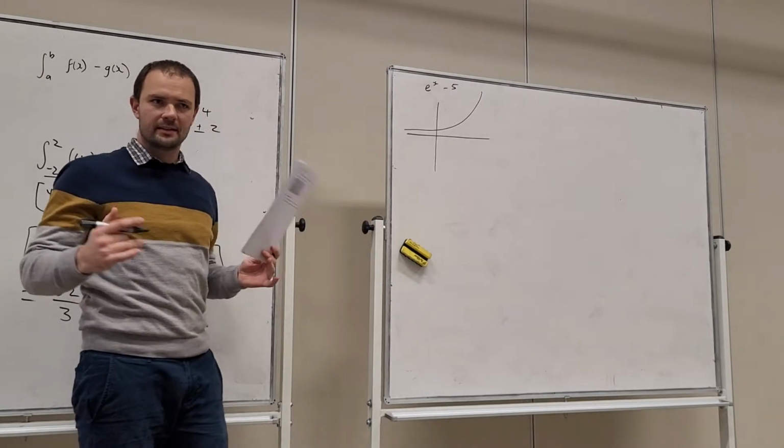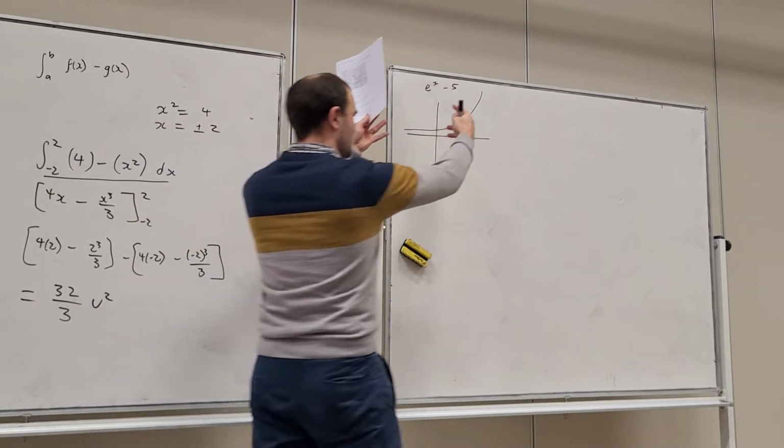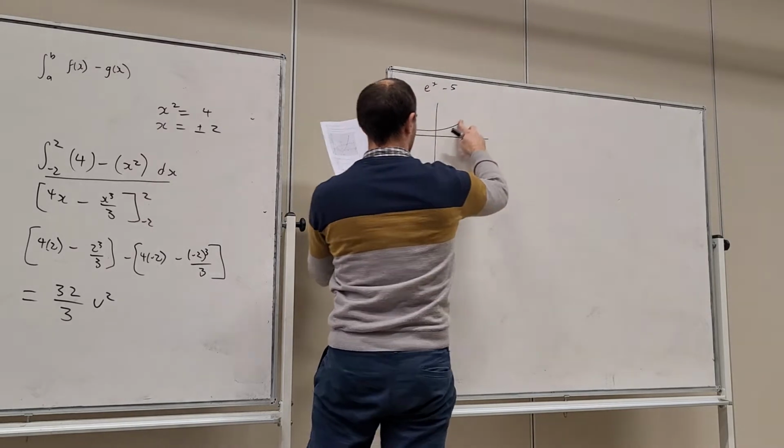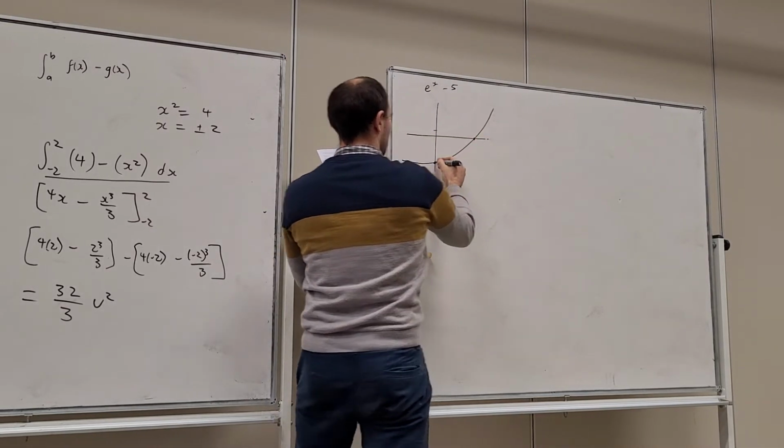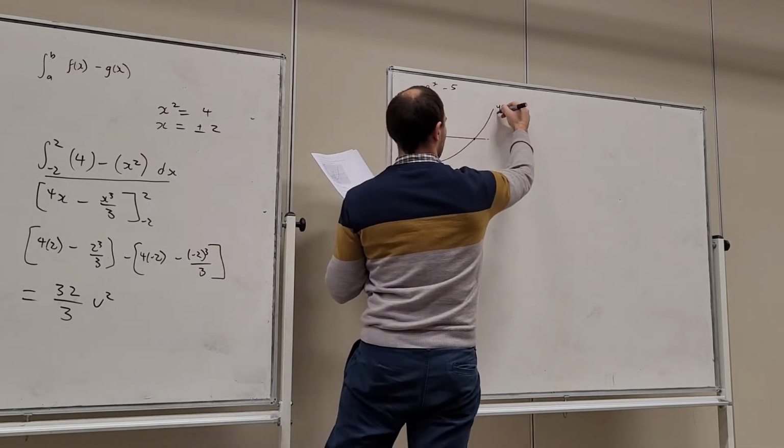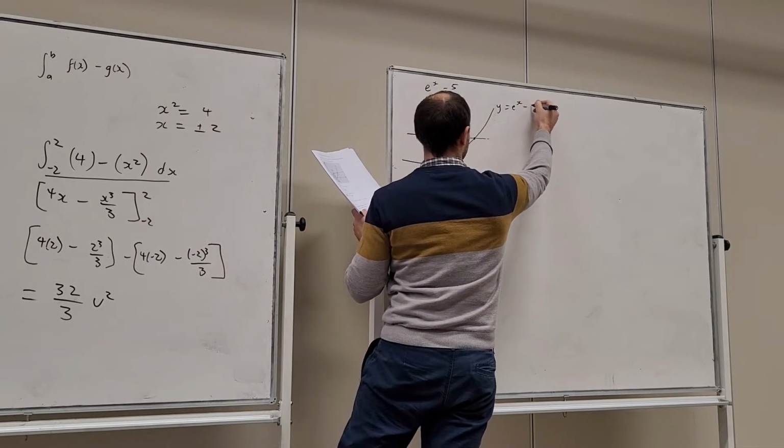And so if we do e to the x take away 5, it moves the whole function down 5 units. So rather than hanging out there, it's going to hang out down here somewhere. Alright? So this is the function y equals e to the x take 5.